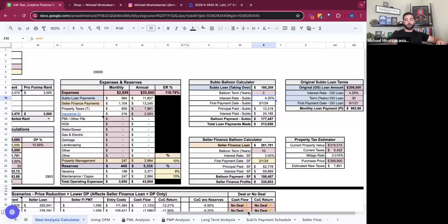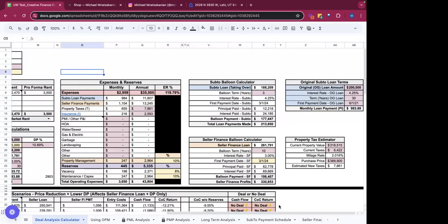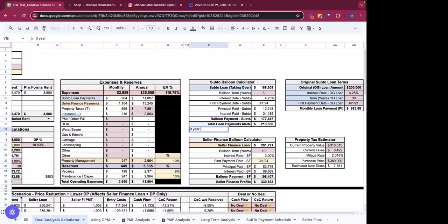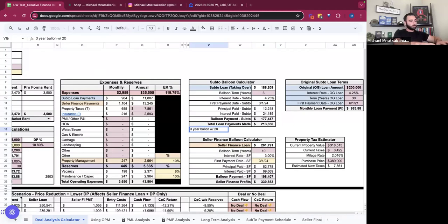I include that in all of my balloons, but even then, my shortest balloons are no less than 5 years, typically 7 years at minimum. That's just my personal rule of thumb. Okay, so we can add that in here. We're just adding notes, right? 3-year balloon with 30% equity contingency for a 2-year extension.